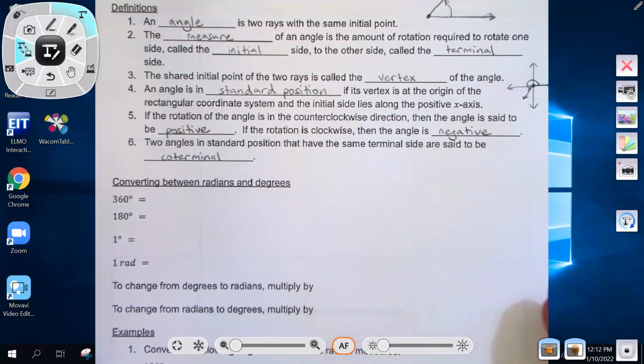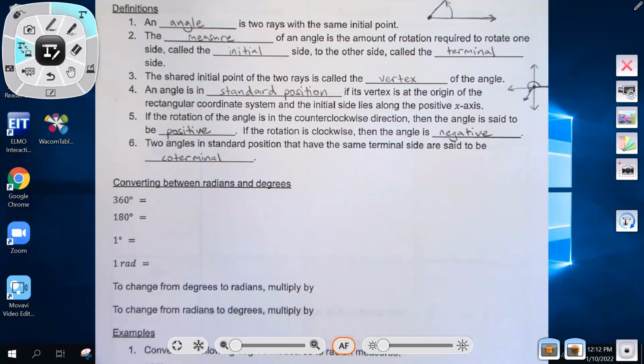Okay, let's look at converting between radians and degrees. A radian is just another way to measure an angle. So just like we have a bunch of different ways to measure length, we have centimeters, inches, feet, yards, miles, all of those different measures. Radians is just another way besides degrees to measure angles.